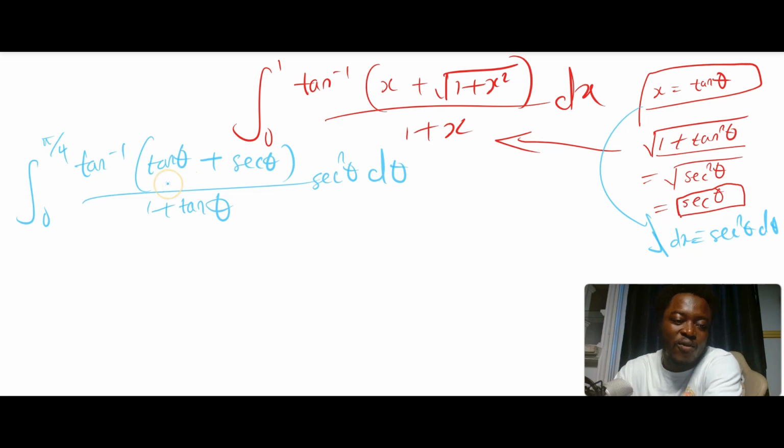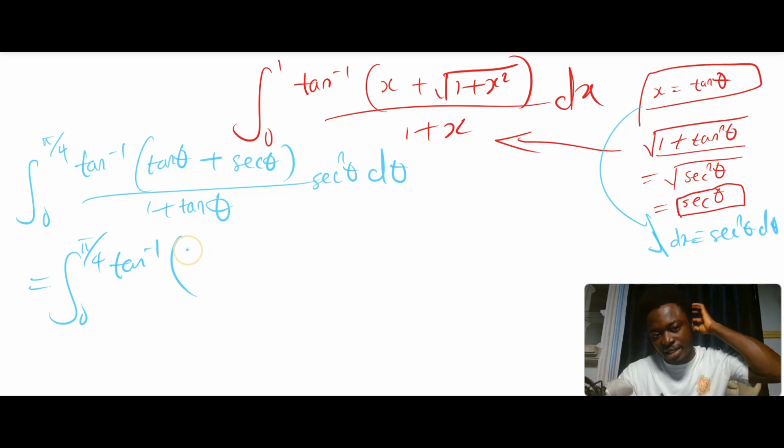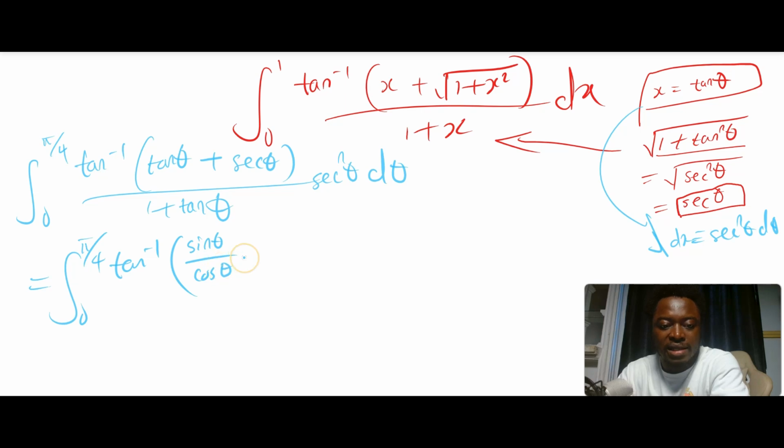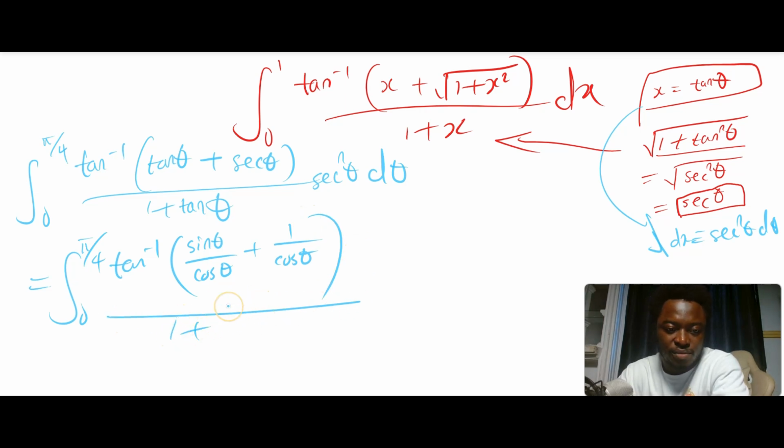And that is what we're going to do here. We're going to write this as the integral from 0 to pi over 4. Okay, then here you have a tan inverse. Write this as sine theta over cosine theta. And then the second part, you write this as 1 over cosine theta, where then you would have 1 plus tan theta, secant squared theta d theta.